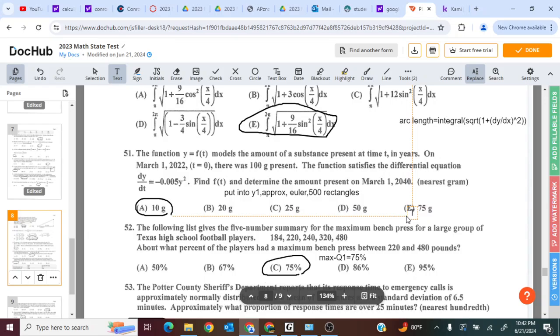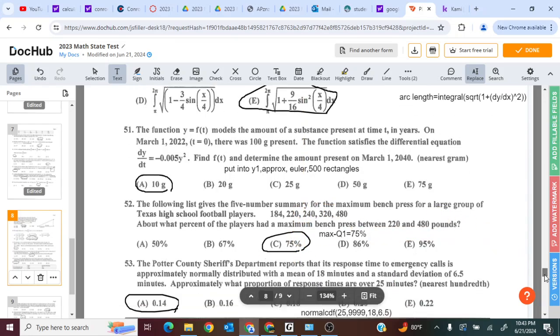Okay, 52. The following lists give the 5-number summary for the maximum bench press for a large group of Texas high school football players. What percent of players had between 220 and 480? Basically, a 5-number summary is min, Q1, median, Q3, max, 480. So 0th percentile, 25th, 50th, 75th, 100th. 100th percentile minus 25th percentile is 75th percentile, 75%.